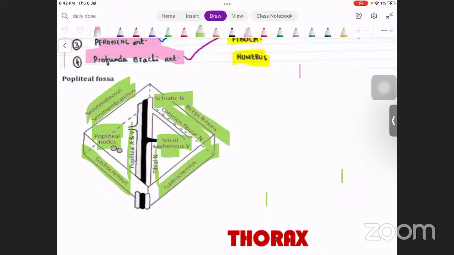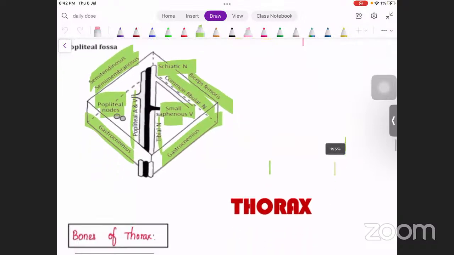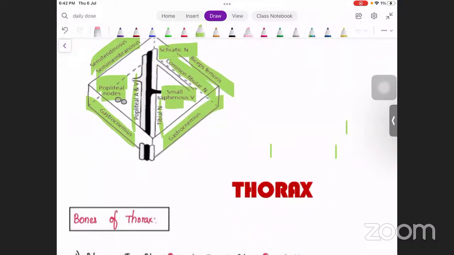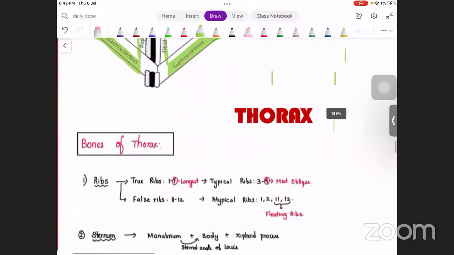The superomedial border of your popliteal fossa is formed by semimembranosus, and biceps femoris forms the superolateral border. Gastrocnemius medial and lateral heads will form the inferomedial and inferolateral borders of your popliteal fossa. Okay, then you have the thorax.